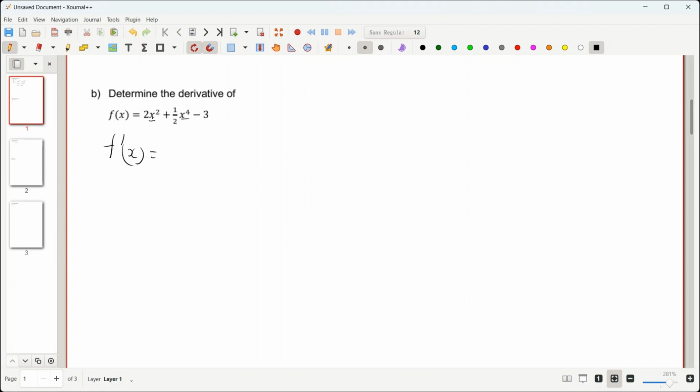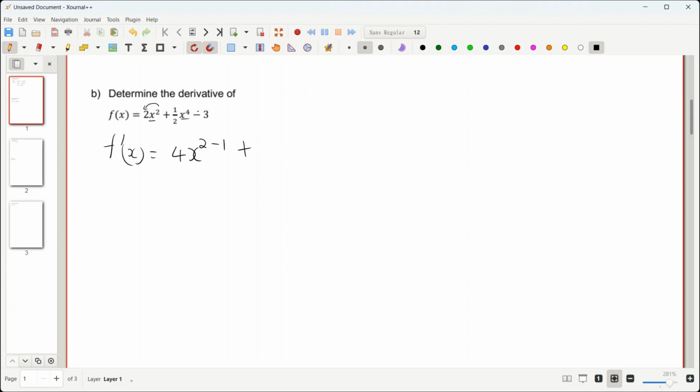On the first term here, we have 2x squared. To find the derivative, we take the exponent, which is 2, and multiply it with the coefficient, which is 2. So it's 2 times 2, and then you'll have 4. Each and every time you differentiate, you need to remember that you minus 1.